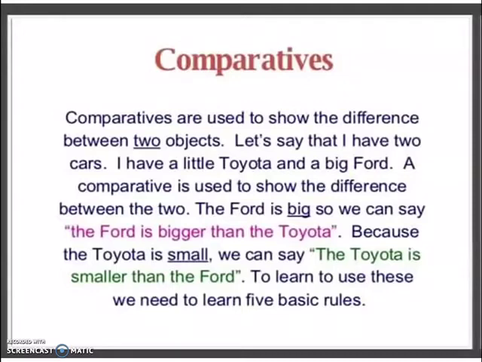Let's say that I have two cars. I have a little Toyota and a big Ford. A comparative is used to show the difference between the two. The Ford is big, so we can say the Ford is bigger than the Toyota. And because the Toyota is small, we can say the Toyota is smaller than the Ford. To learn to use these, we need to learn 5 basic rules.